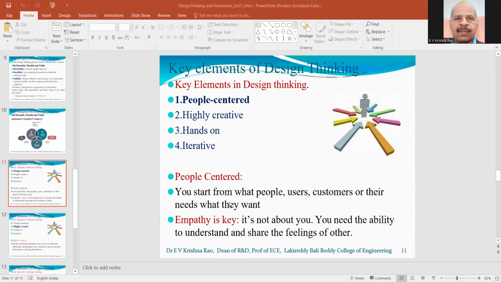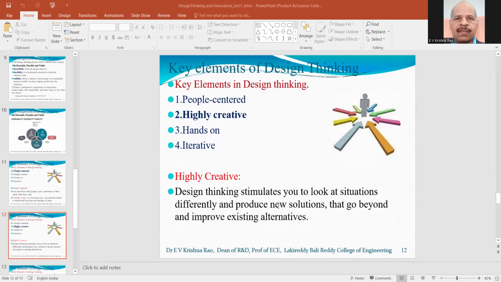innovators? So the key element of empathy is to understand the feelings of others, to understand the expectations of others. You must feel how the users are feeling. So this is the people-centered process. Coming to the highly creative, the next element is highly creative.